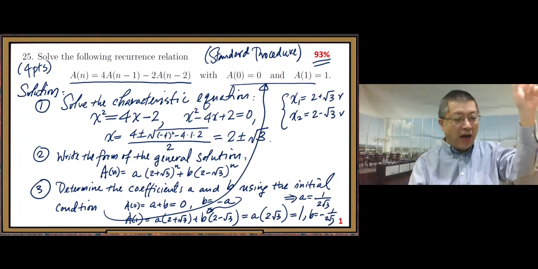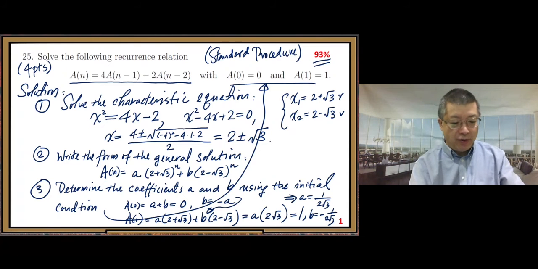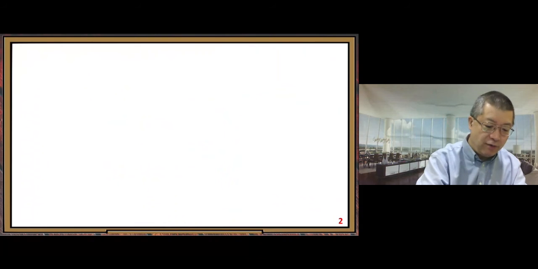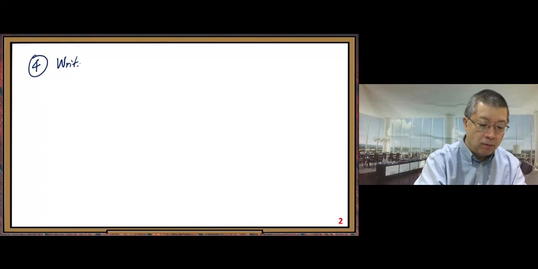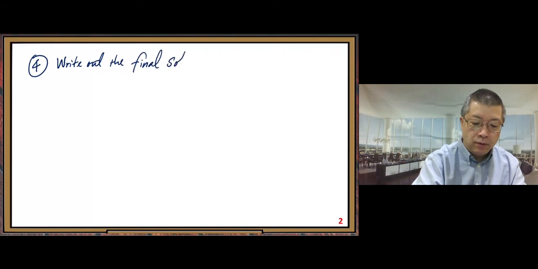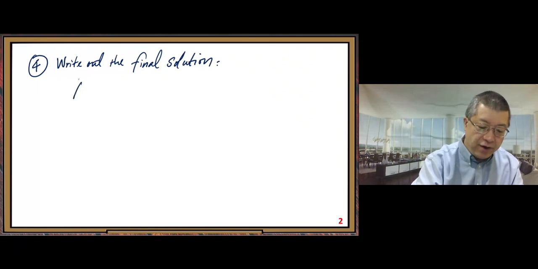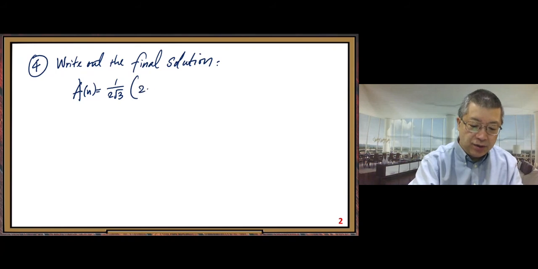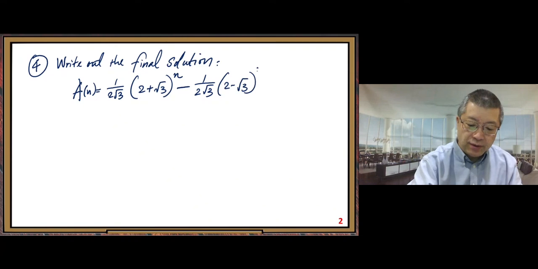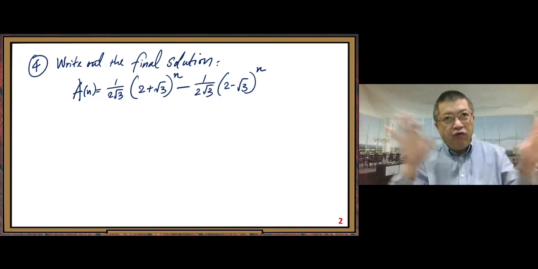Step 4, the last step: write out the final solution, worth 1 point. The final solution: a of n equals 1 over 2 root 3 times 2 plus root 3 to the nth, minus 1 over 2 root 3 times 2 minus root 3 to the nth. Now you get all 4 points.